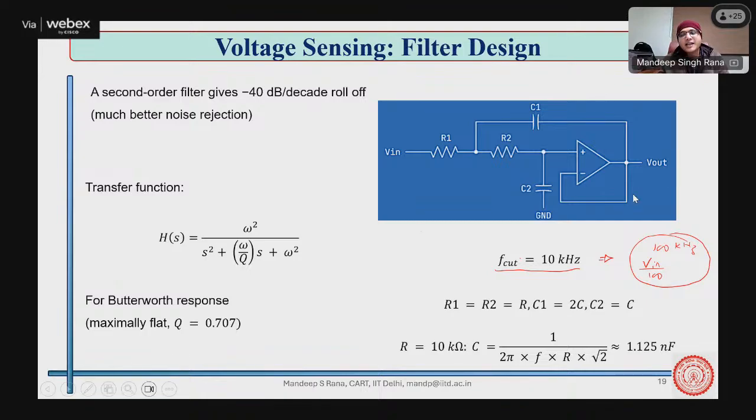And to do that, I would like to have a second order filter. And there are many second order filters, by the way. This is just one circuit which I'm showing here. They all follow standards, so there is no problem. But one thing we need to take care of is the quality factor.